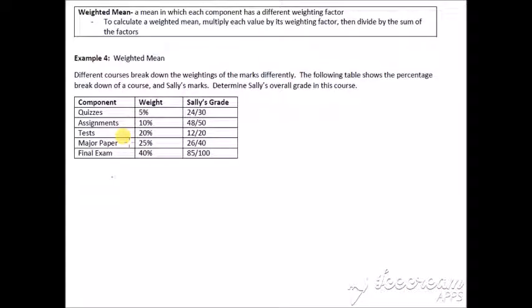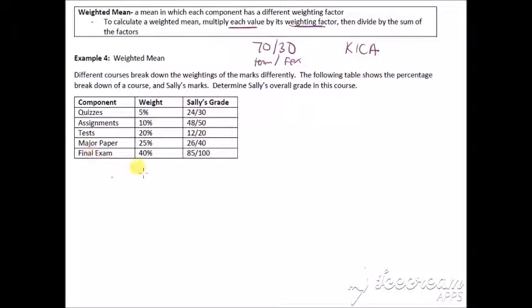Okay, last one, weighted mean. So this is a mean, or an average, in which each component is weighted differently. Okay, it has a different weighting factor. So to calculate this, we multiply each value by its weight factor, and this is usually as a percentage. Then we divide it by the sum of the factors. So an example of this is the mark breakdown for school, like the 70-30, where this is the term mark and this is the final exam mark. Or if you know the KICA breakdown, knowledge, inquiry, communication, application, these are weighted differently.